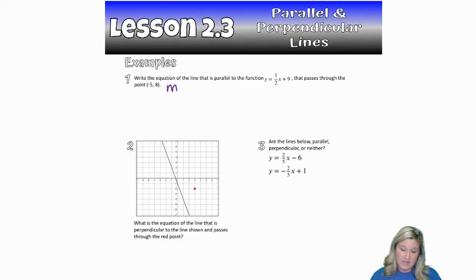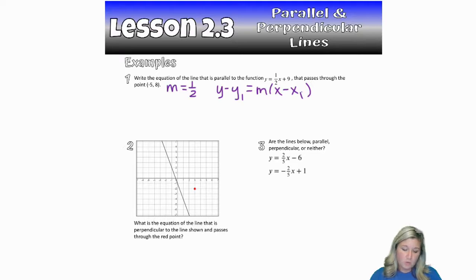The equation that's parallel to this means that the slope for our line is going to be the same as the slope of the function that it's parallel to. So it's going to be 1/2. And it passes through the point (-5, 8). So we're going to look at the point-slope form. This is y minus y1 is equal to m times x minus x1. What's really great about this is that you will end up with the equation at the end instead of having to plug everything back in.